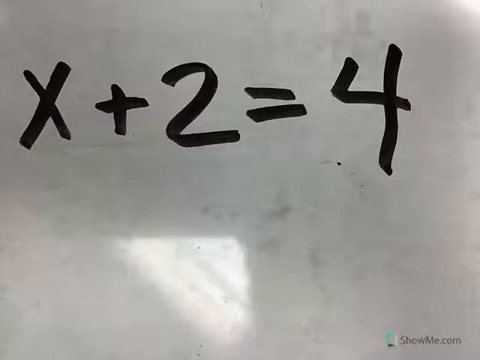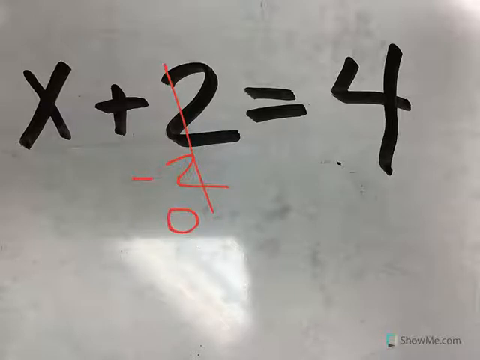For this problem, we have x plus 2 equals 4. I need to isolate the variable. So what am I doing to the x currently? I'm adding 2. What is the inverse or opposite of adding 2? That's right, subtracting 2. Because again, I need to get that 2 away. If it's positive 2, the inverse is negative 2. So 2 minus 2, that's right, gives you 0. So we've zeroed it out.